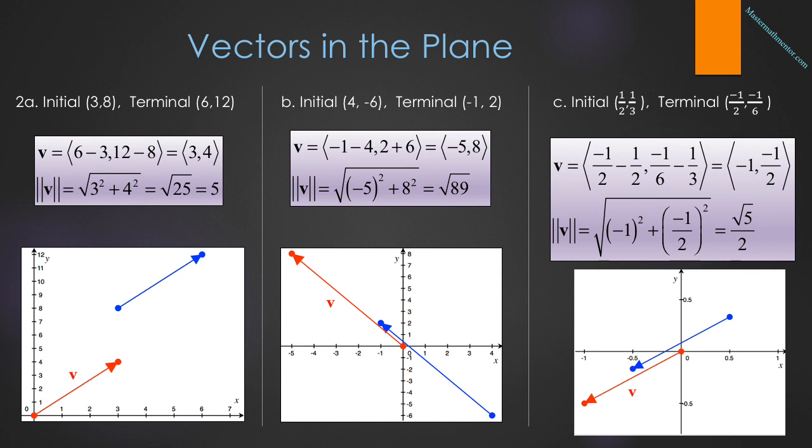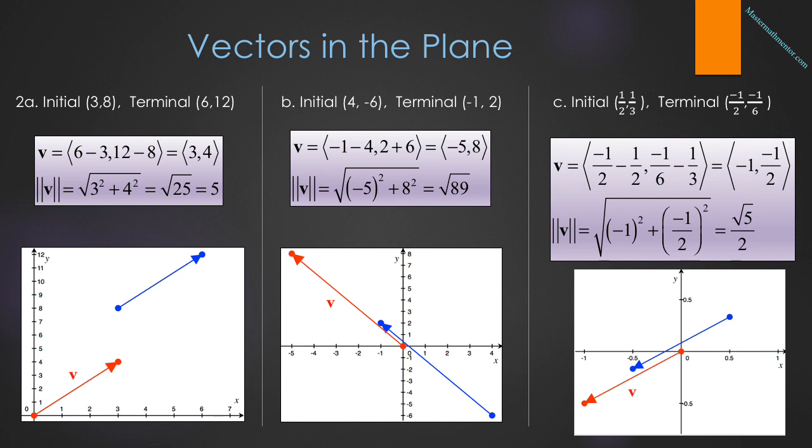In C, we have our initial point as (1/2, 1/3), and our terminal point is (-1/2, -1/6). So the vector can be written as (-1/2 - 1/2, -1/6 - 1/3), which is (-1, -1/2). The magnitude of the vector is the square root of (-1) squared plus (-1/2) squared, which is the square root of 5 over 2.